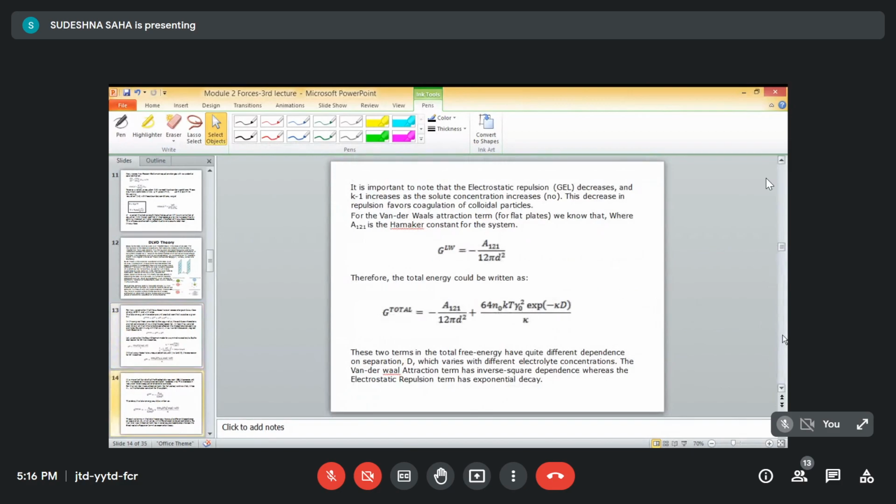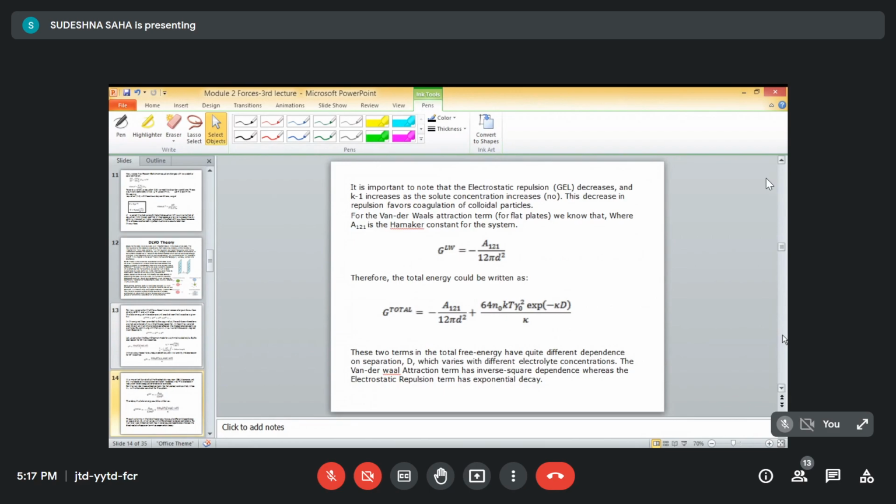Now, it is important that you note, with increase in Debye length, G EL decreases, as the solute concentration increases, that is n naught increases, and the decrease in repulsion favors the coagulation of the colloidal particles. So if G EL decreases, then there will be coagulation. If G EL is not less than the energy barrier, then you do not have coagulation. You might have flocculation, but you might not have coagulation altogether.